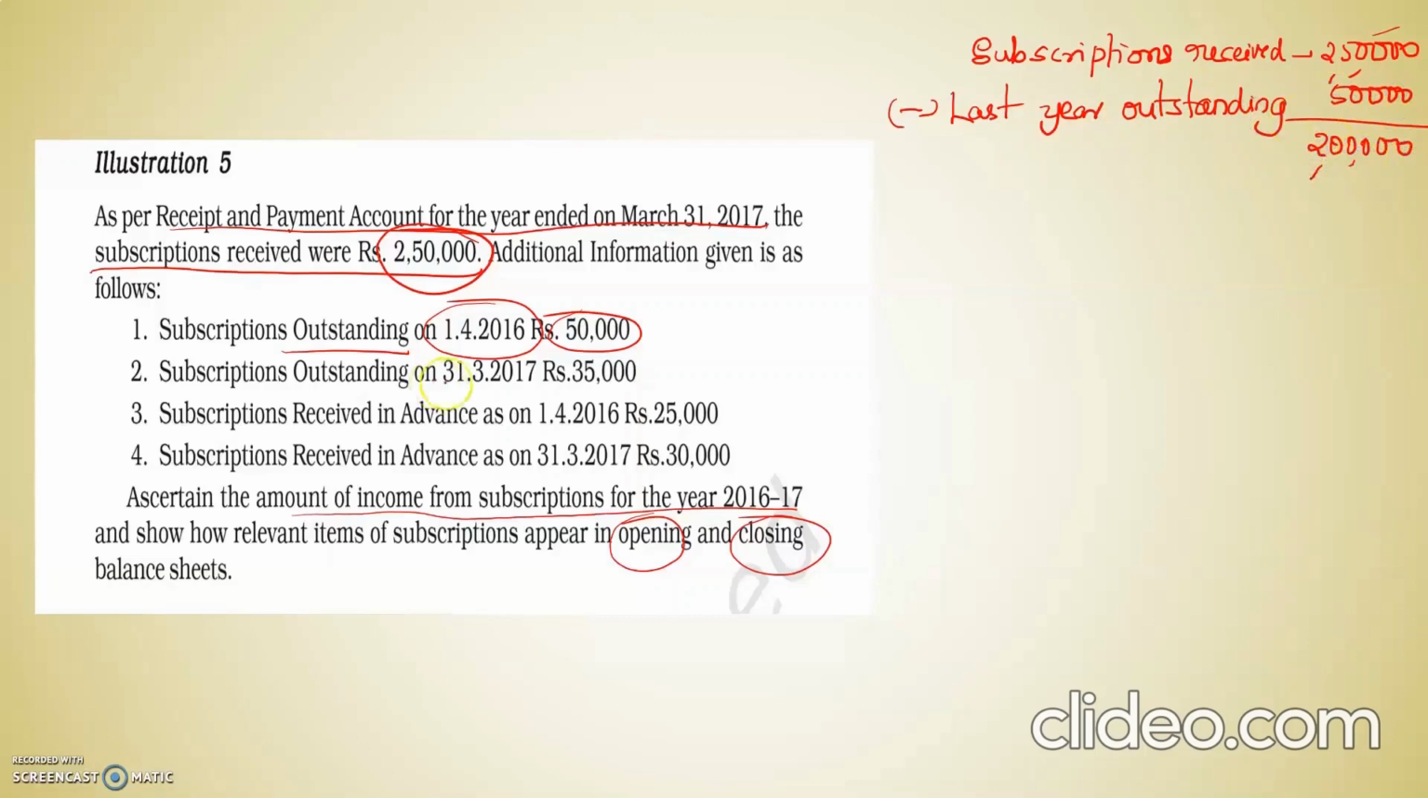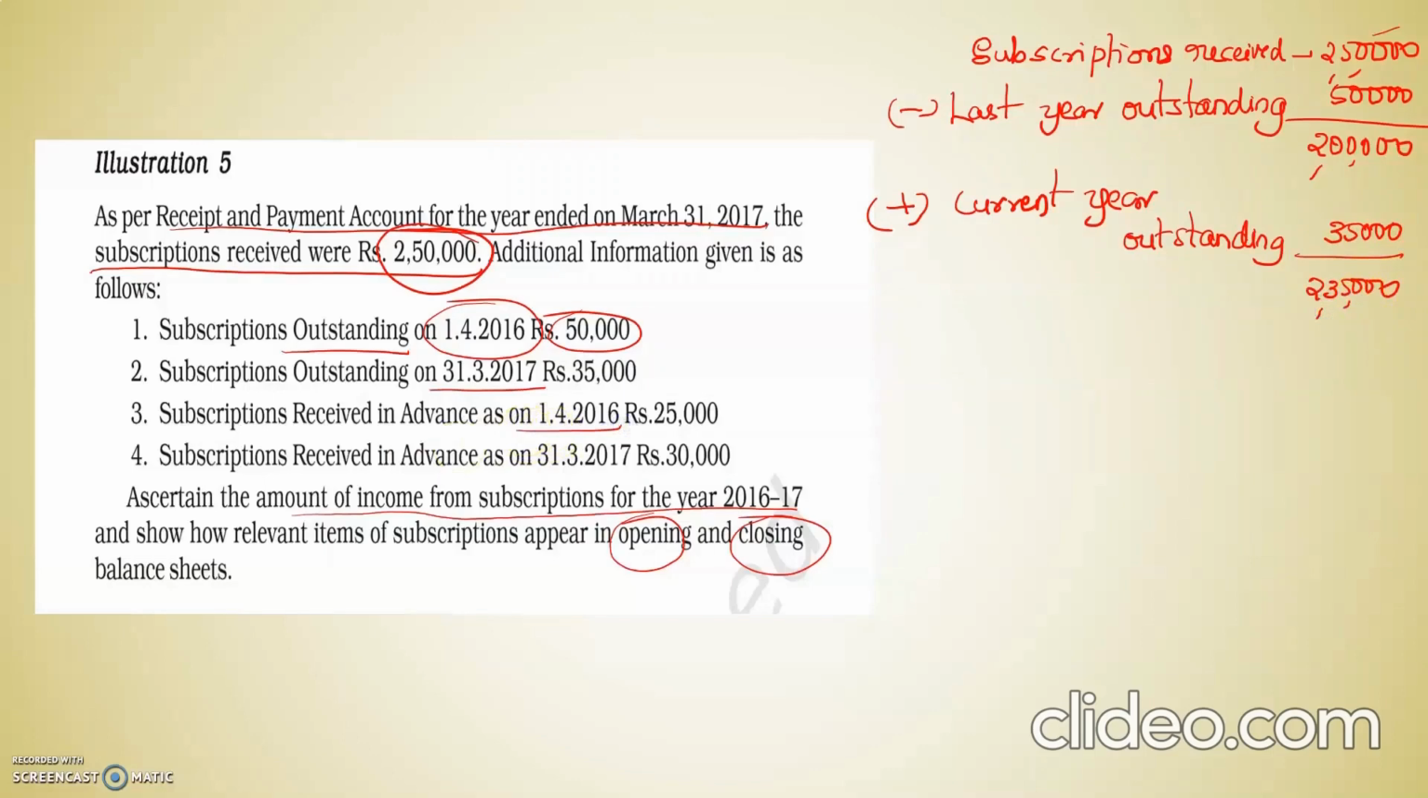Second adjustment, subscription outstanding on 31st March 2017, current year closing date. Closing date outstanding means it belongs to current year only. So current year amount we have not received, but it is related to current year. So we have to add it, add current year outstanding, 35,000. 2,35,000 total.